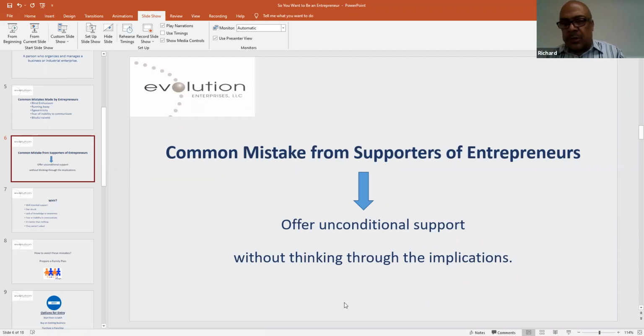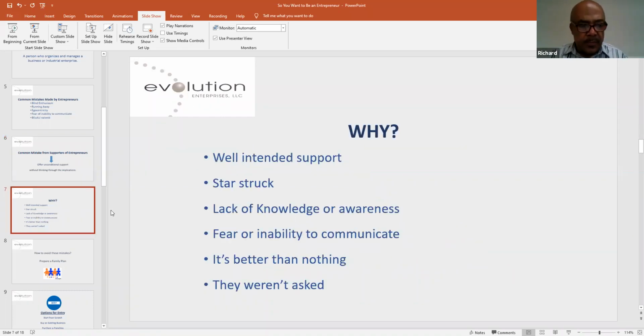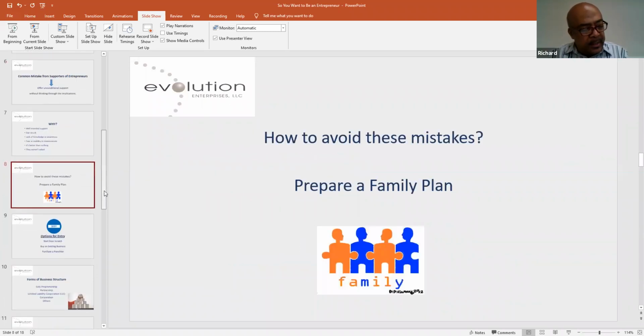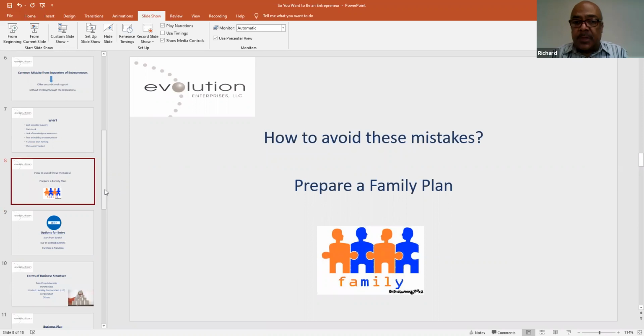We're going to move on to the next. Any questions about those common mistakes? Any questions, discussions? No? Okay, we're going to move on to the next section, which is a discussion of a family plan. Now, the purpose of the family plan is to basically avoid some of these mistakes that we just discussed.